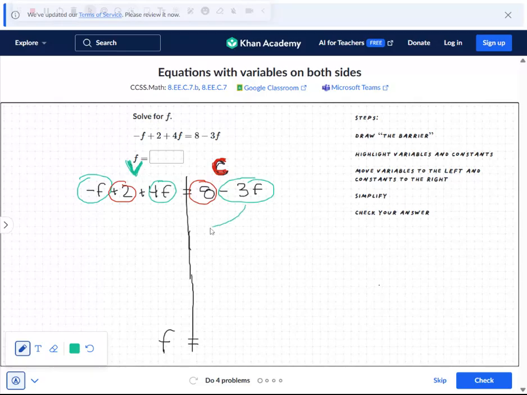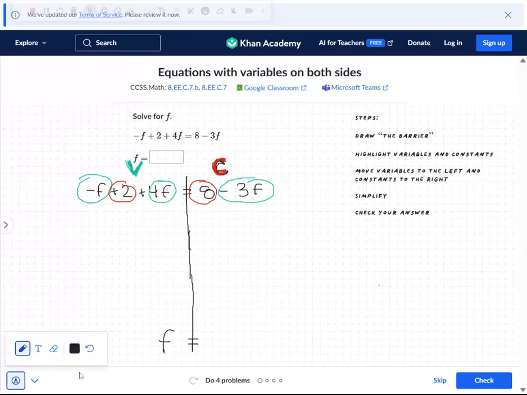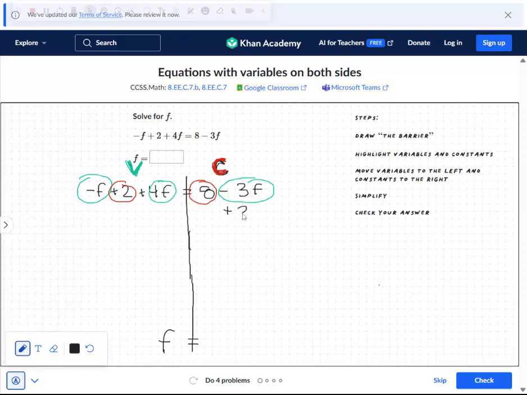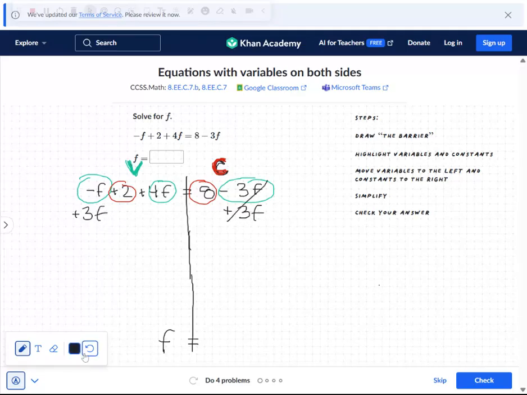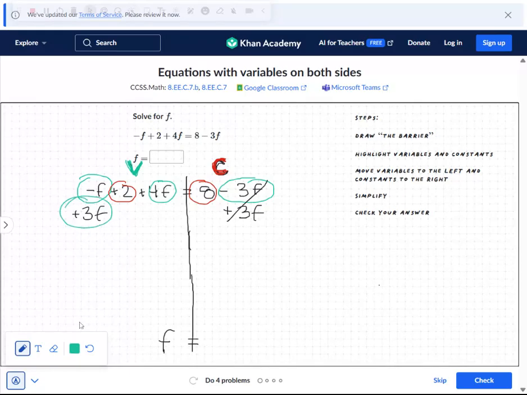So what we will need to do is move this 3f to the other side. Remember, anytime we're moving something across the barrier, across this equal sign, we always have to use the inverse operation. So we're assessing what's the operation here. We've got a minus 3f, so the inverse of subtraction is addition, so plus 3f to both sides. All right, that cancels, it's gone. We're going to go ahead and combine these like terms. We'll just clean this up.